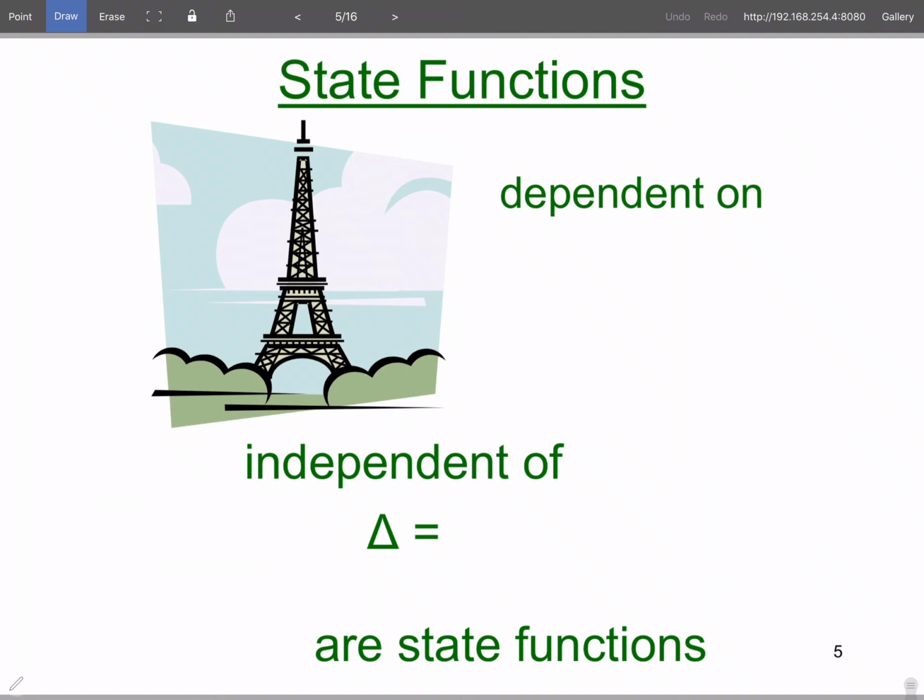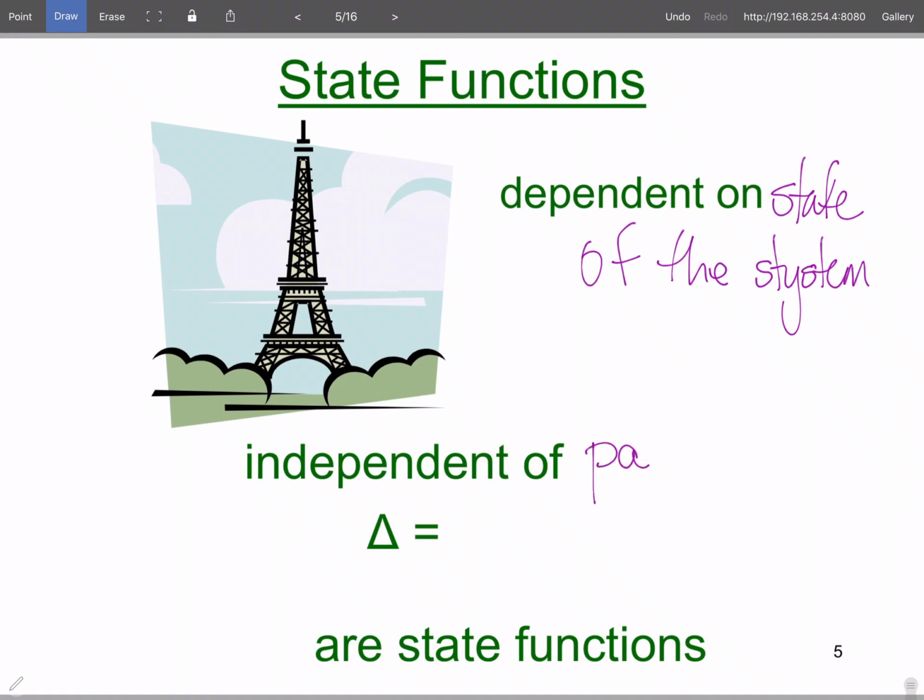Now, that brings us to state functions. They're dependent upon the state of the system. Okay, if I could spell system. It's just too exciting. Okay? So, a state function is dependent on the state of the system. It is independent of path. It is strictly the change, which is equal to the final state minus the initial.